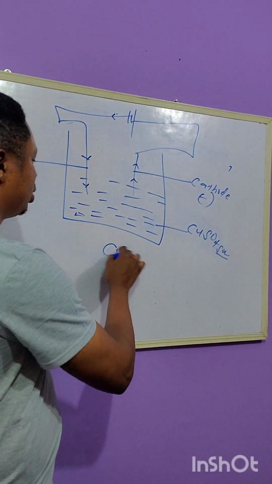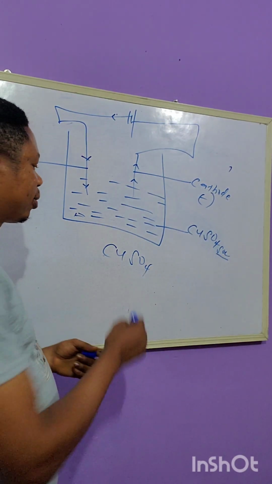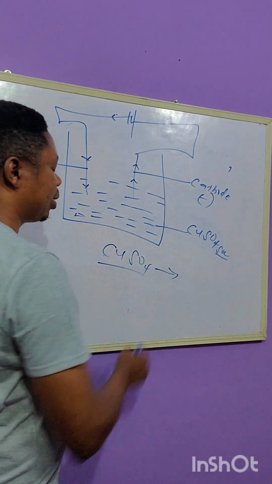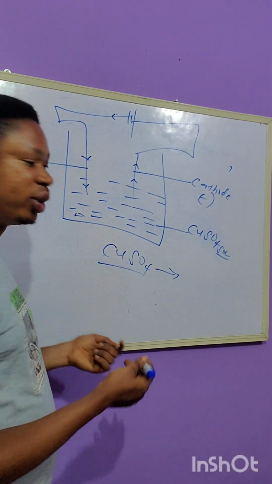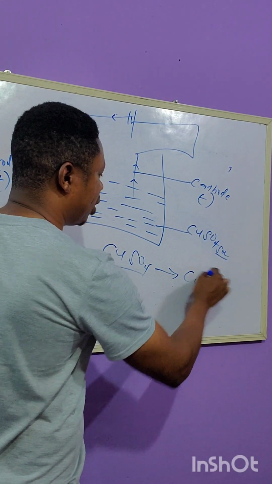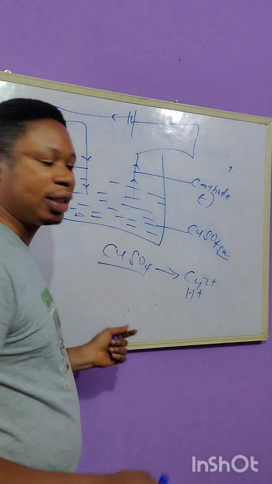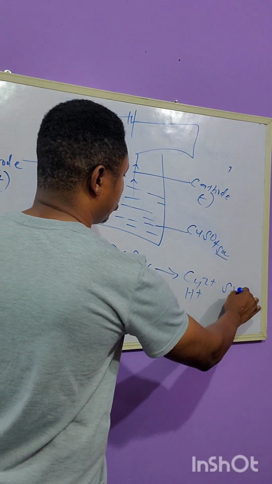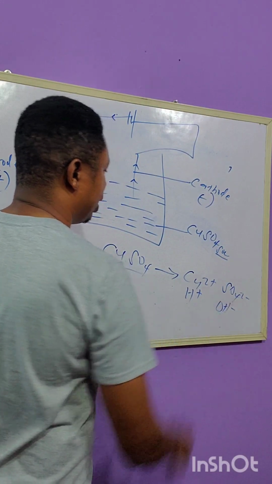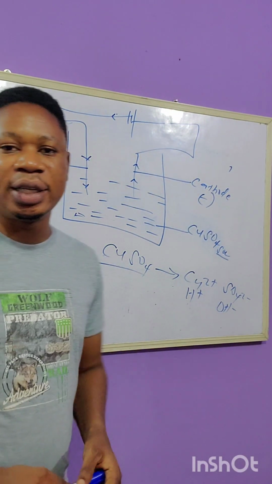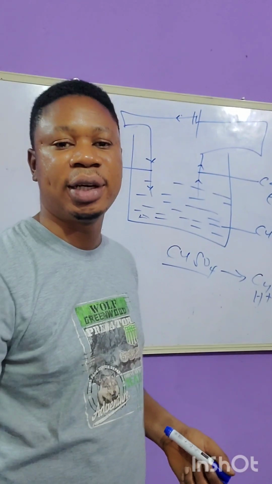So that means your CuSO4 will break down into different ions, either cations or anions. Let me show you what you will see when it is decomposed. You will see Cu2+, that's one of the ions that you will see. Then H+ will be present. Then SO4 2-, that's your sulfate ion. And then you now have your hydroxyl ion. So this is a simple diagram way of representing your electrolytic cell.